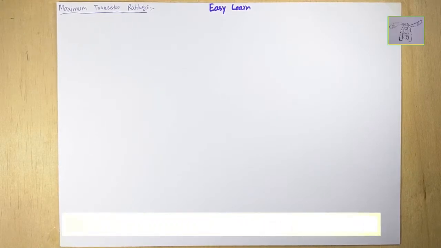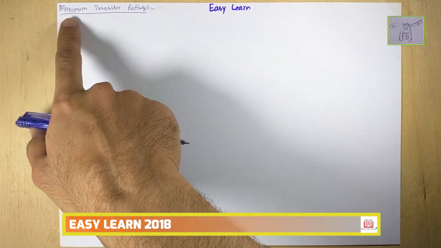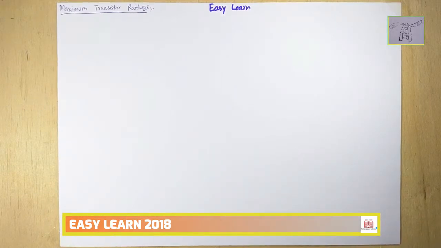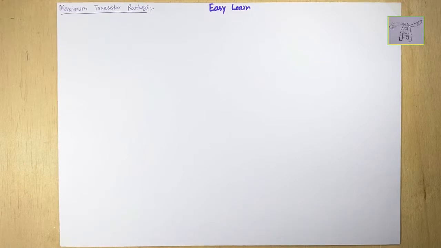As you can see, I had already written it right here. That is our topic today: the maximum transistor rating. Our major topics about the working principle of the bipolar junction transistor, how it works, and the major terms are already covered. Now we are covering the minor part of our bipolar junction transistor series, and these topics are not very important compared to the previous episode.